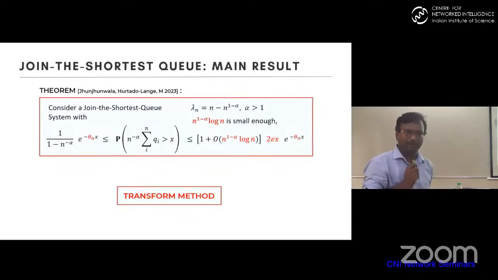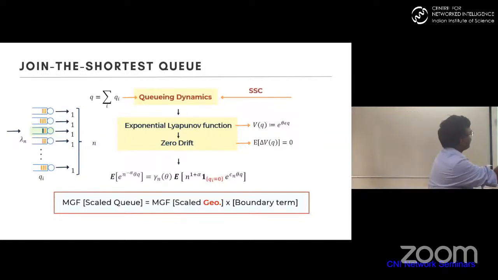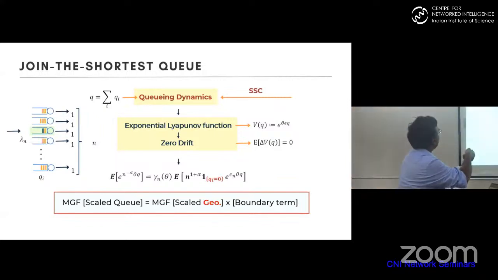I mentioned before, we use the same transform method. To recap, the idea was that I use an exponential Lyapunov function and set its drift to 0. That's what I explained to you in the context of the single server queue earlier. Now for this system, I look at the sum of the queues and then look at the exponent of this. Q here means the sum of the queues.